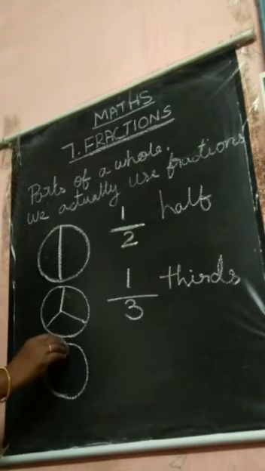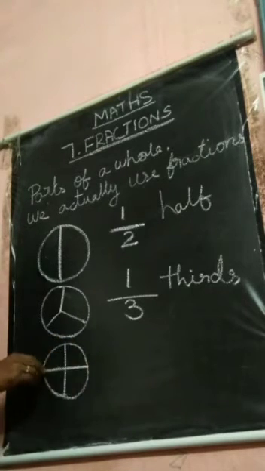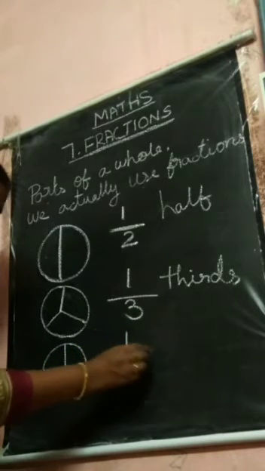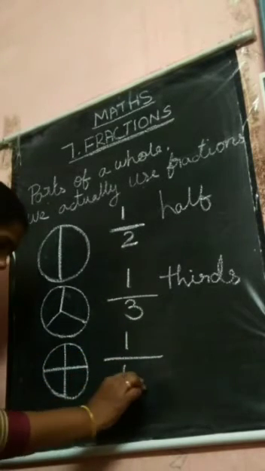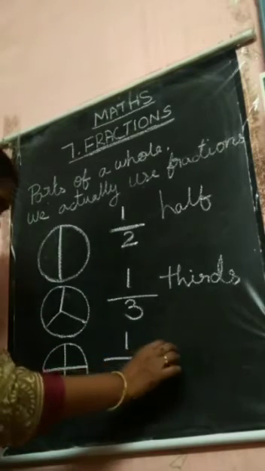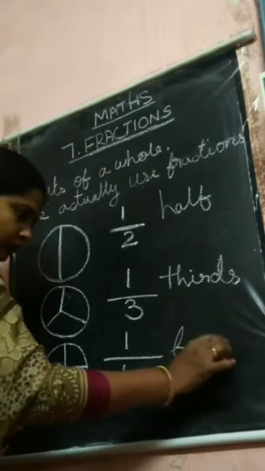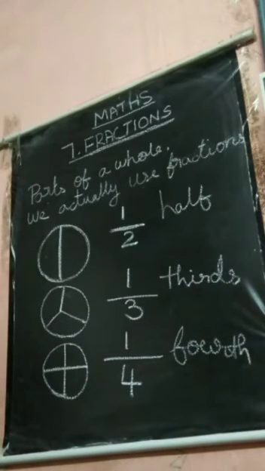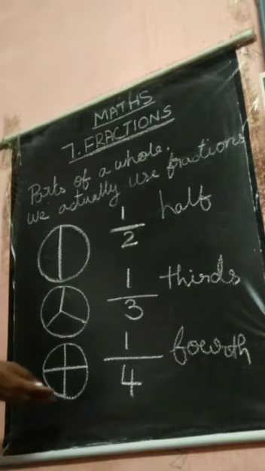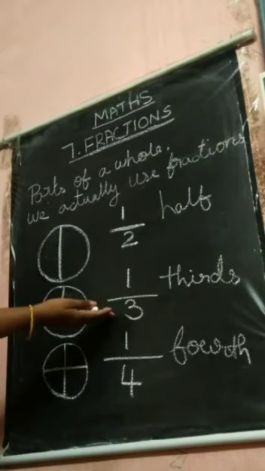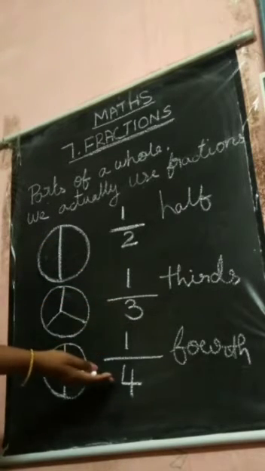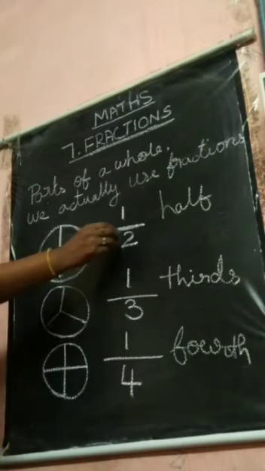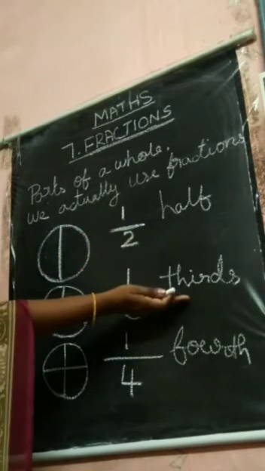Another one is 1/4. You divided one pizza into 4 parts. One-fourth. This is half. This is third. This is fourth. This is half. This is third, 3 parts.